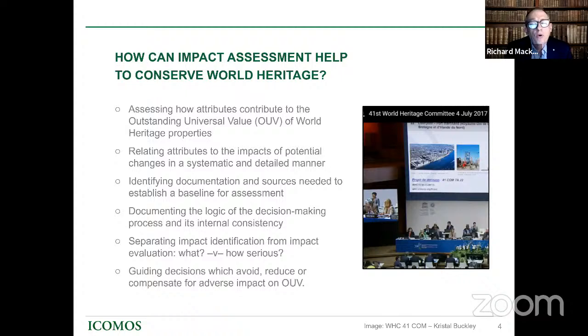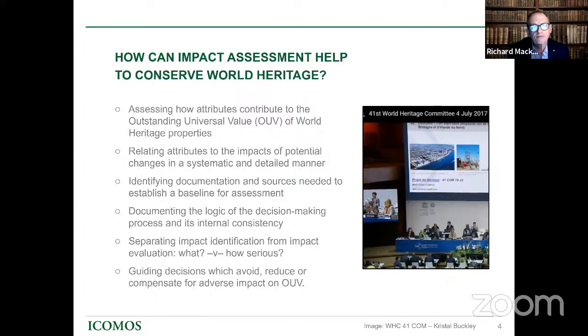So impact assessment is therefore a very important tool which assists in good decision making for World Heritage places, and that can be good decision making by the local authorities, by the state party to the World Heritage Convention, and of course for the advisors and the World Heritage Committee itself. And through an impact assessment process, it's firstly possible to assess how specific attributes might contribute to the OUV of an inscribed property. It's then important to relate the attributes to the impacts and to understand what is the potential change that will occur. This, of course, relies on identification of necessary documentation about the project, documentation about the property, so that there is a proper baseline for assessment. And then the system can help also in unpacking and making very clear the logic of the decision-making process.